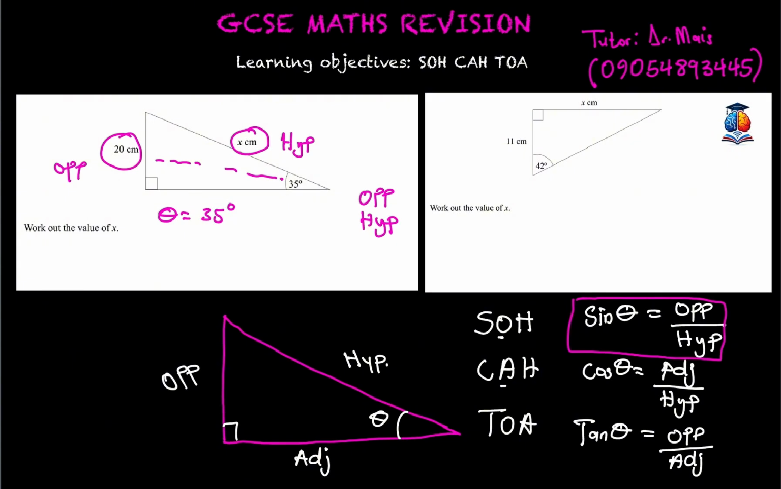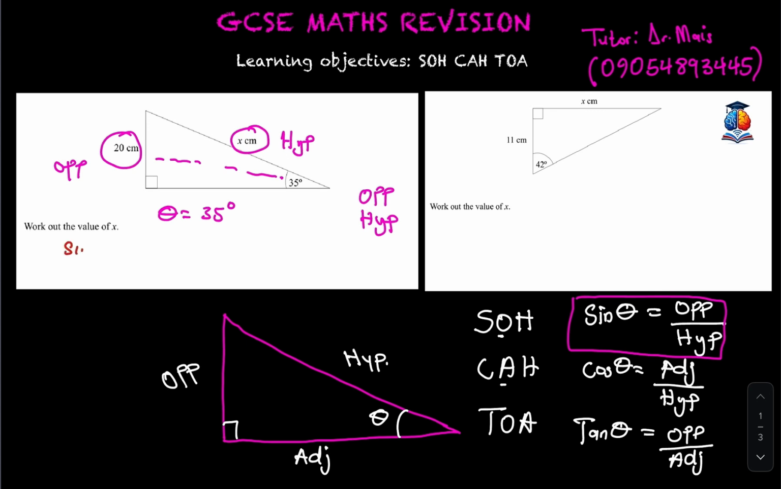So we can now say sine theta equals the opposite all over the hypotenuse. So what are we looking for in this case now? We are looking for the hypotenuse, right? So let's simply solve that. Then sine theta means sine 35 equals, opposite in this example is 20 centimeters, over the hypotenuse.